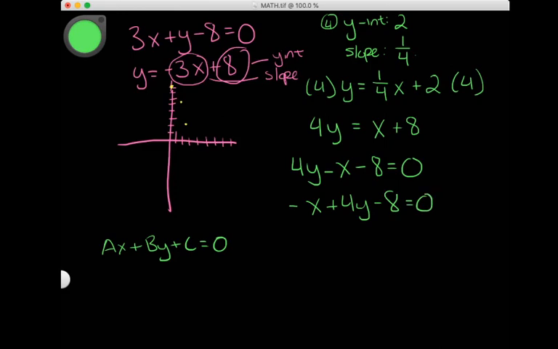In order to get rid of that negative x, all I have to do is divide everything by negative 1. So I'm really just going to flip all of the signs. This negative x is just going to be x. This positive 4y is going to be a negative 4y. And this negative 8 is going to become a positive 8. So there is our standard form.